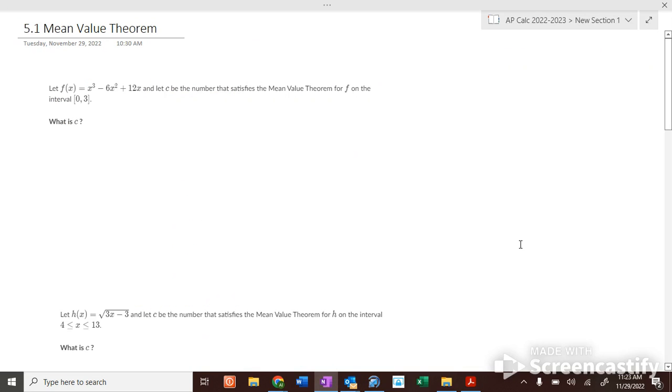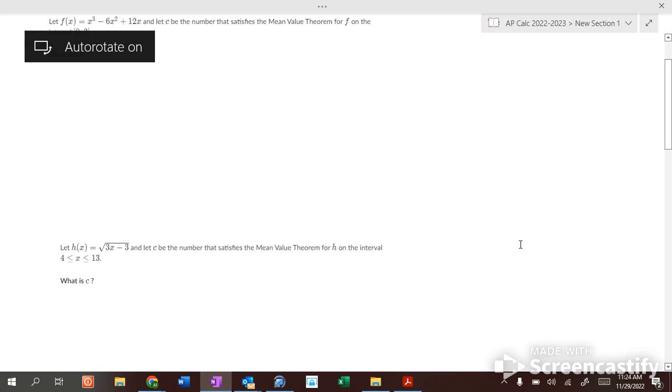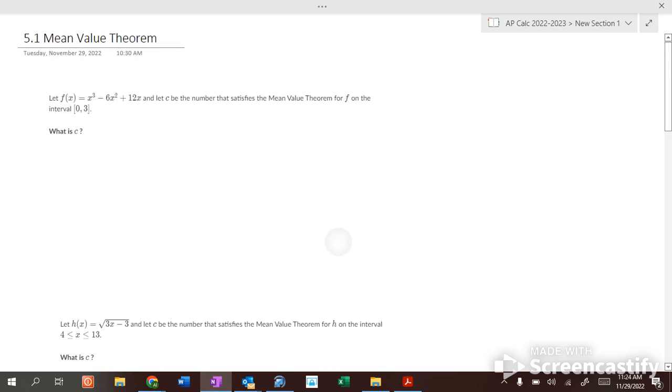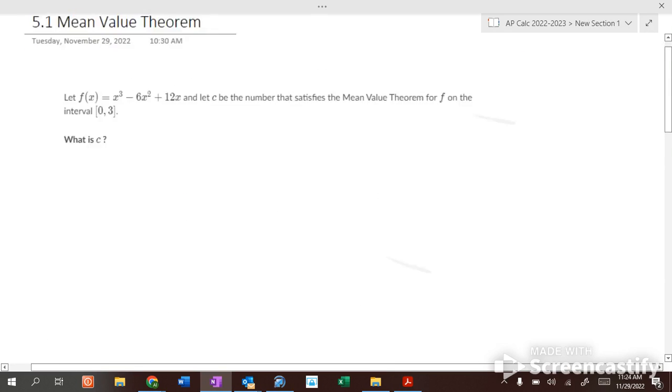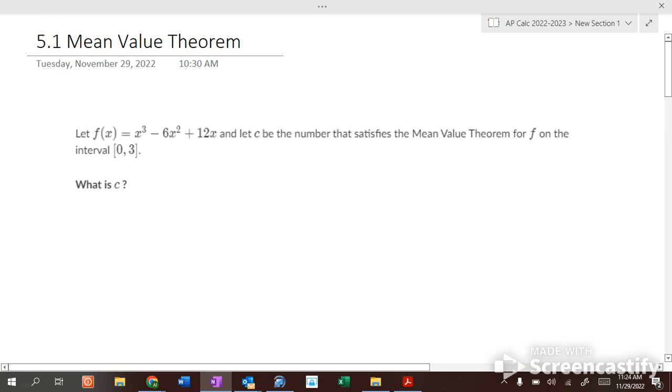All right, so today we start with the mean value theorem. What's mean mean? What's another word for mean? Average. Okay, so it's kind of the average value of a function between two places. To do the mean value theorem, there's two components. You got to basically find the slope and then set the slope equal to the first derivative. And then that's how you find the mean value.